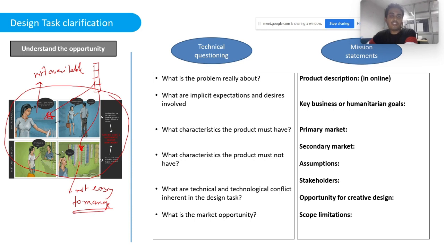Then what happens is the designer comes up with certain technical questions. Here are a few examples of what technical questions can be, and these are part of the activity that designers do. The first question is: what is the problem really about? Can you define the problem?